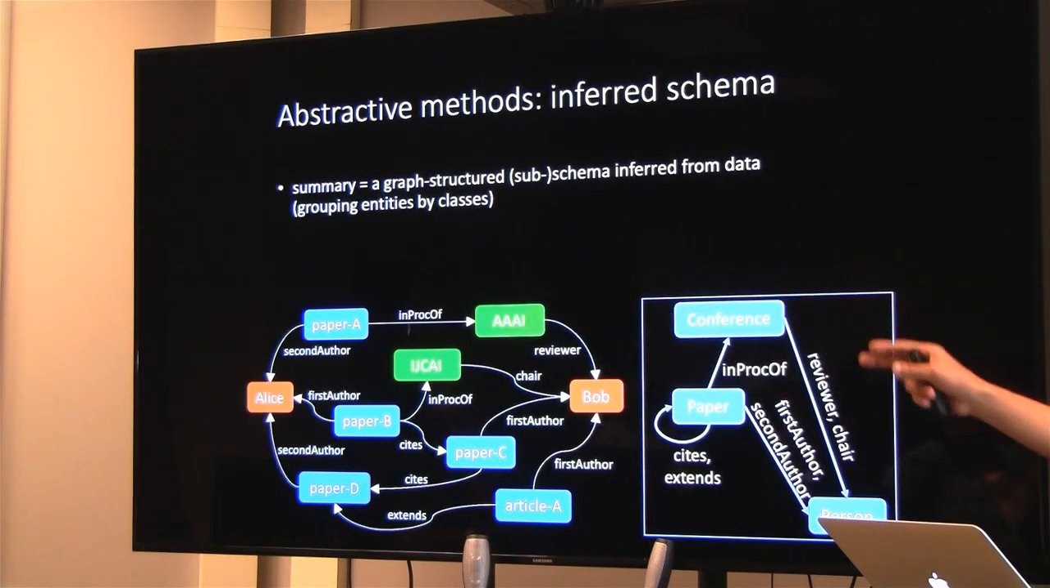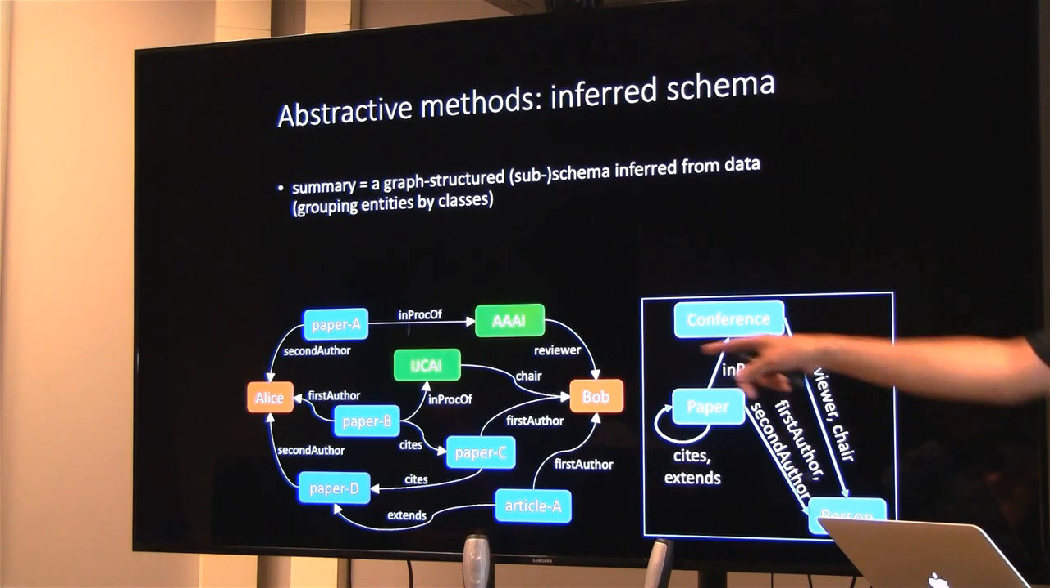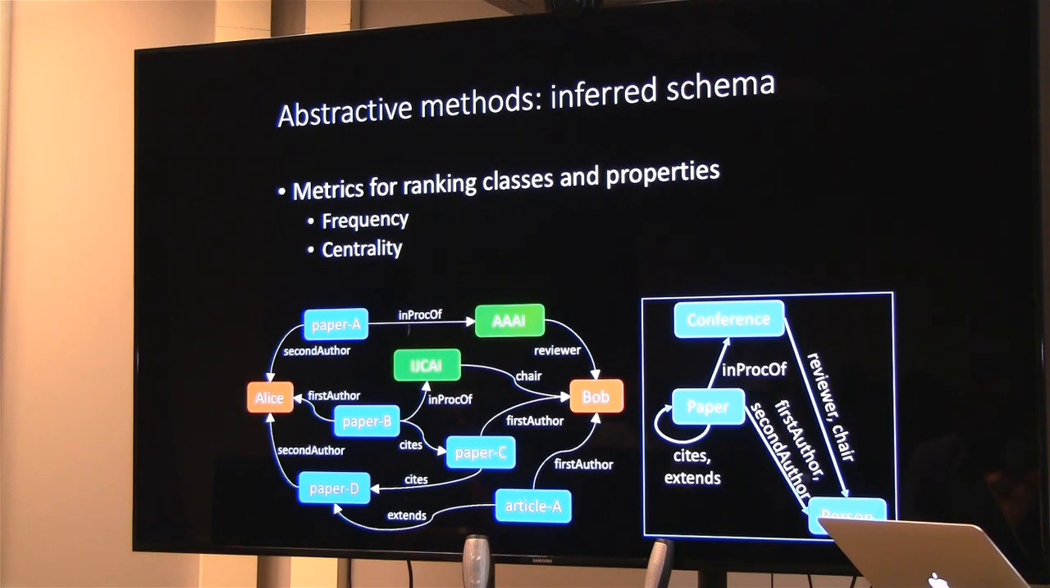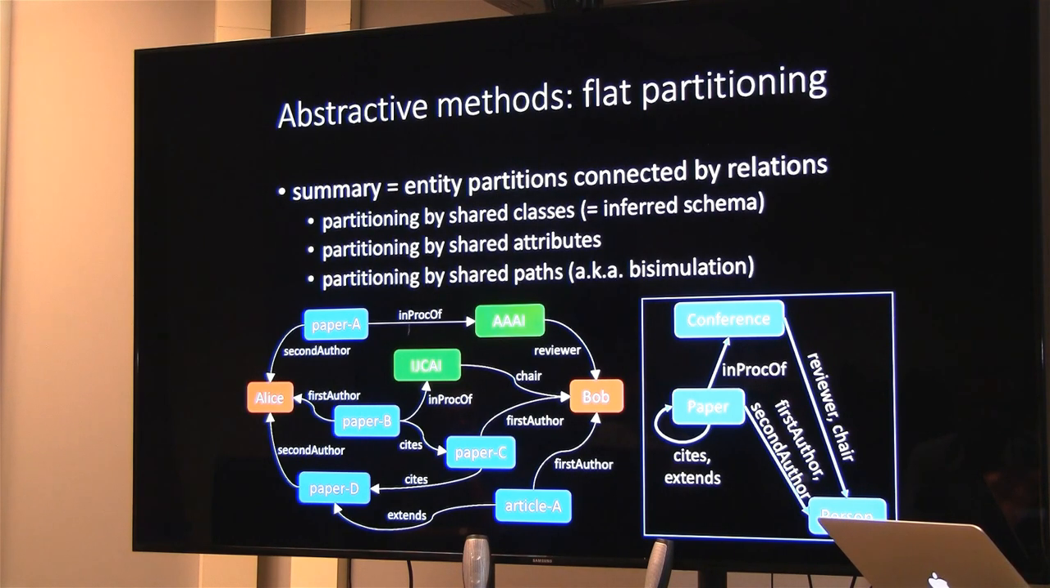We can use this schema as a summary of this very large graph. So we actually show a conceptual level abstraction of data, right? That's called an inferred schema. But you know, the schema can also be very large. So we can try to extract a sub-schema from a schema as a summary. That's basically the state of the art, actually.